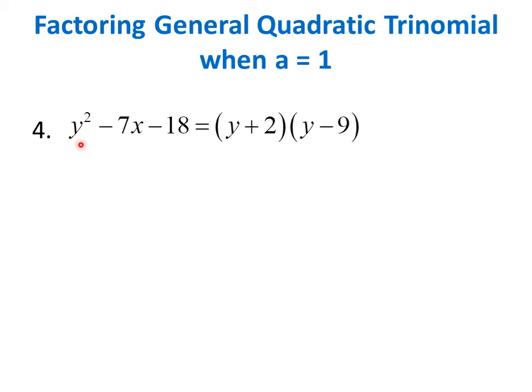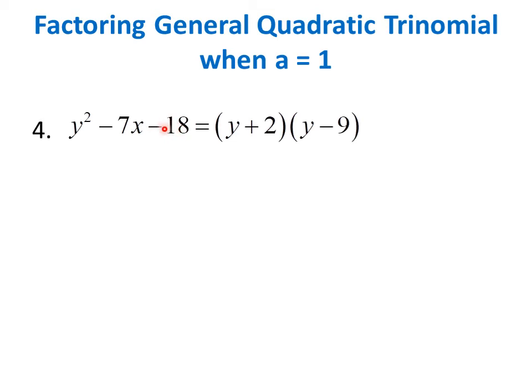Next problem. Let's say we have to factor y squared minus 7y minus 18. This is a general quadratic trinomial with a equal to 1, so the factors are two binomials. The square root of y squared is y, so we have a y here, and over there we have y. Now we have to look for two numbers. So we think of two factors of negative 18 that can add up to negative 7. What are the factors of 18? 1 times 18 won't add up to 7. How about 2 times 9? Yes, they can add up to 7.